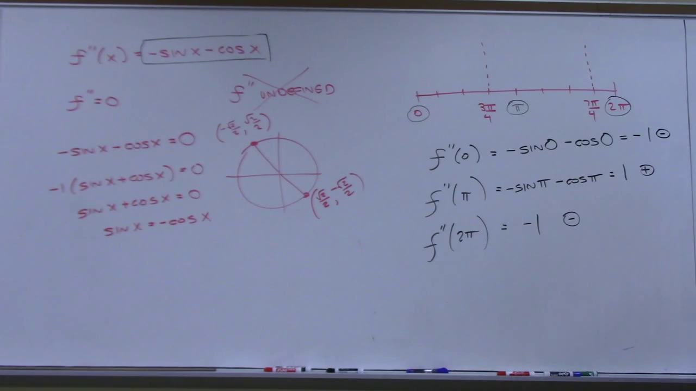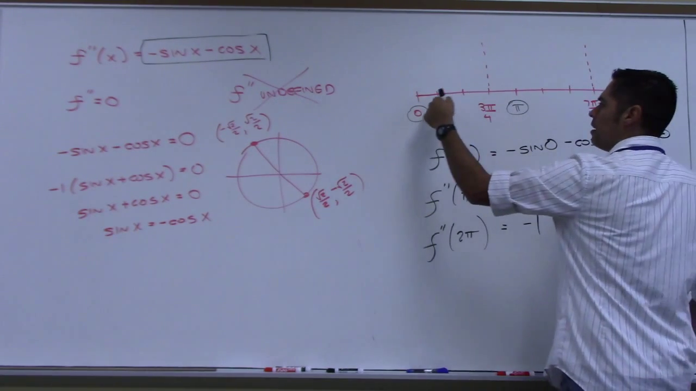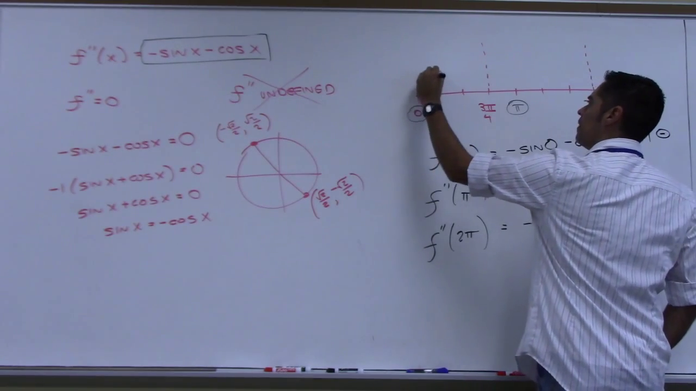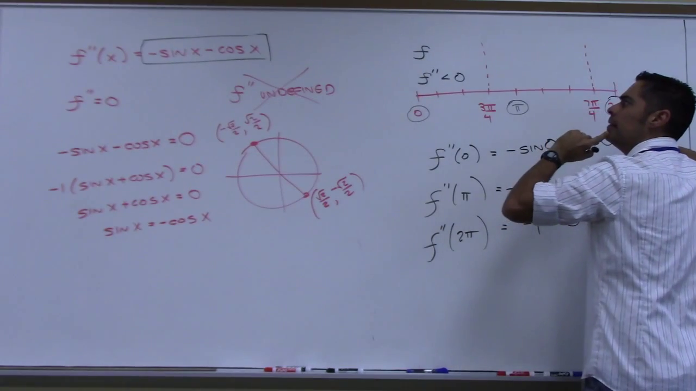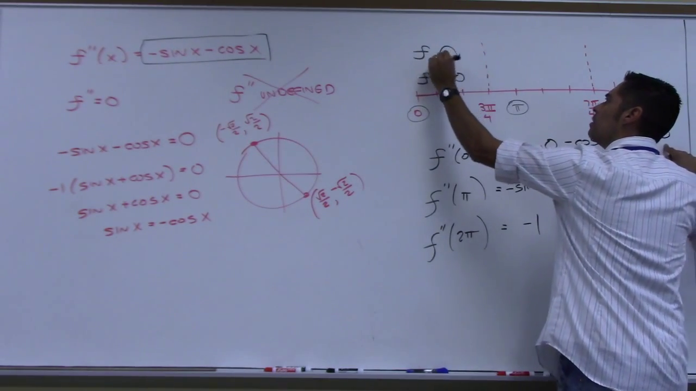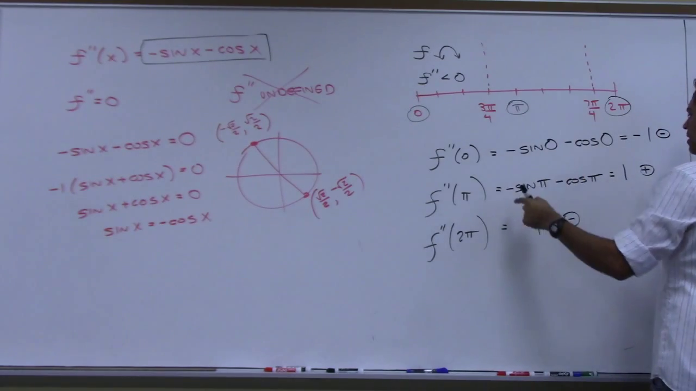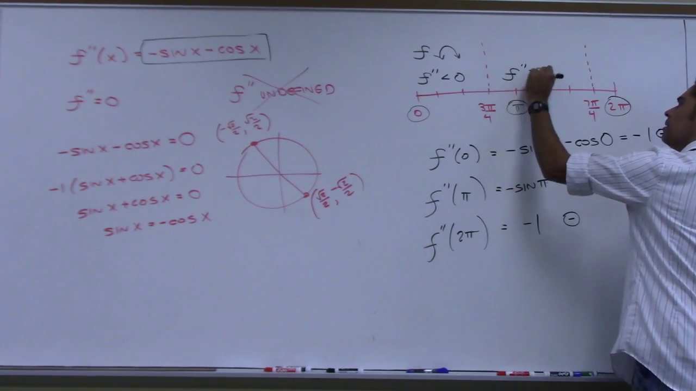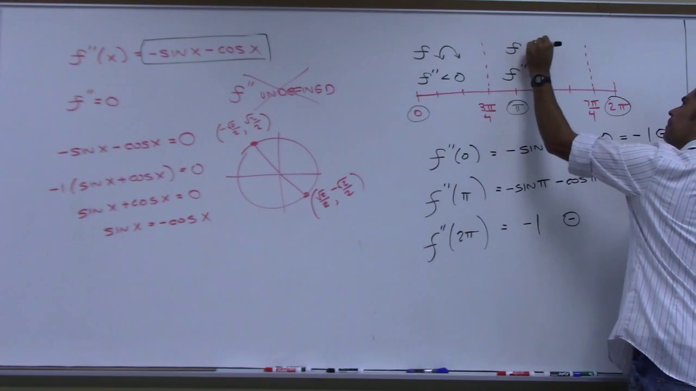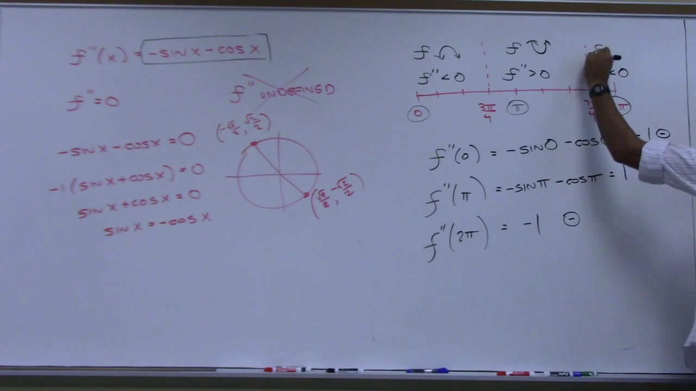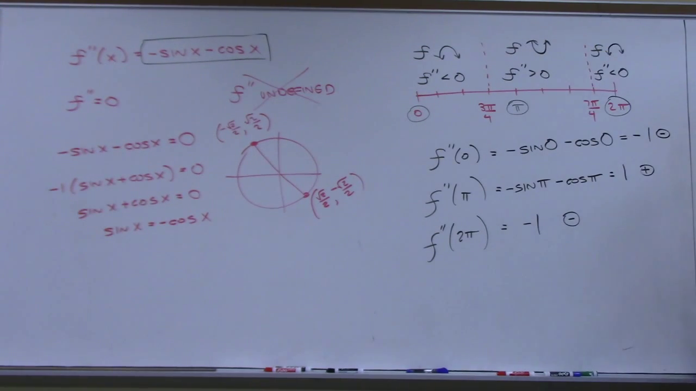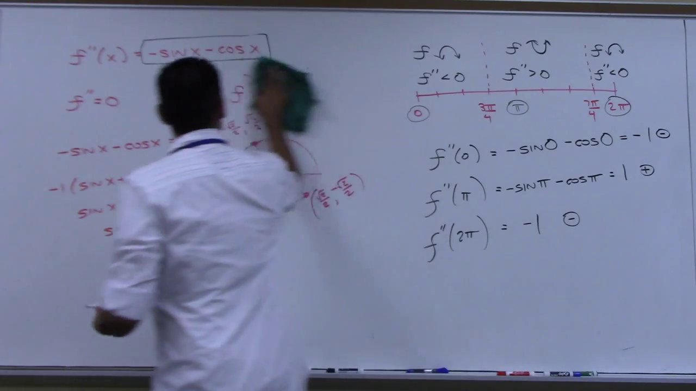All right. So we take this information, we know that over here my second derivative is negative, which means the original function is what? Concave down, right, like this. And then here at pi, the second derivative is positive, which means the original function is concave up. And then this last little region here, the second derivative is negative again, which means over here I'm concave down. And now we'll summarize this with some intervals.